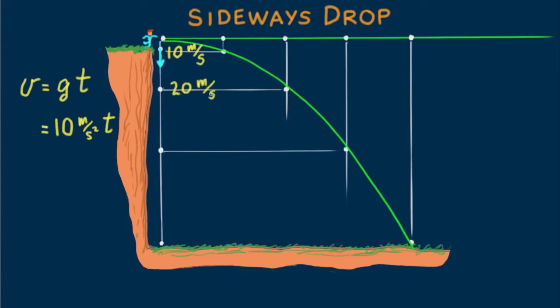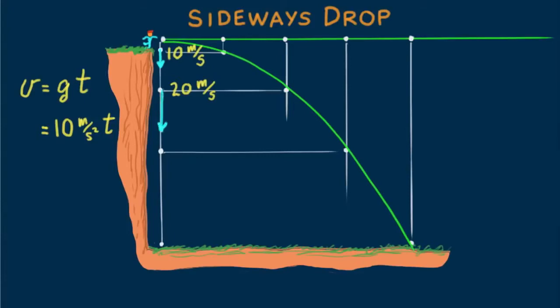At 2 seconds, 20 meters per second. At 3 seconds, 30 meters per second. At 4 seconds, it hits the ground with a velocity of 40 meters per second. Oops, not enough space to show the full 40 meter per second vector, but I think you get the idea.